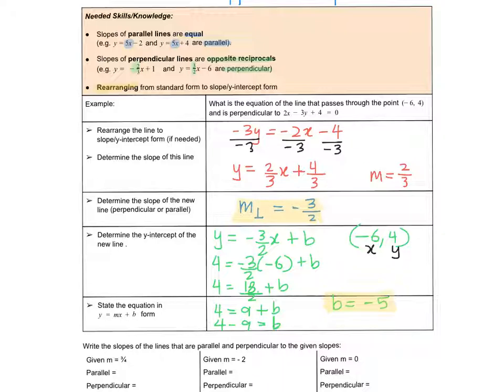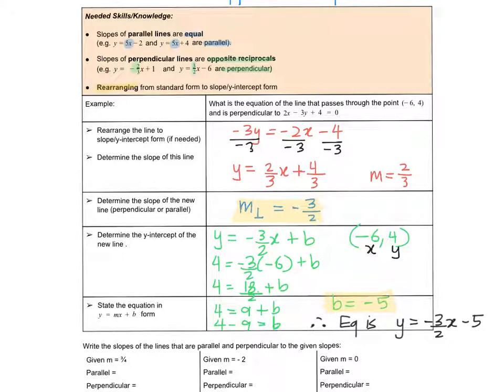So therefore, what will be the equation? Therefore, our equation is y equals negative 3 over 2x minus 5. And that's the lesson for today.